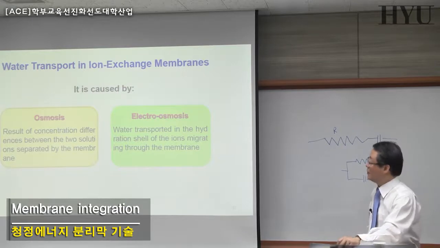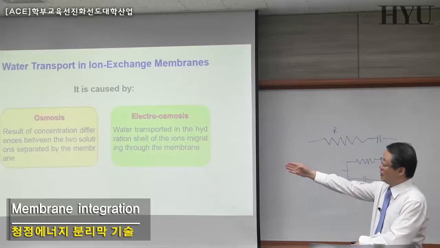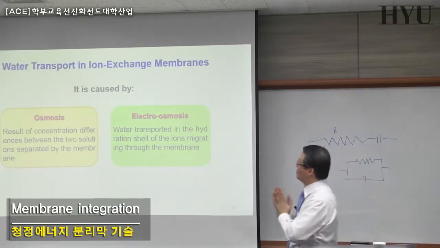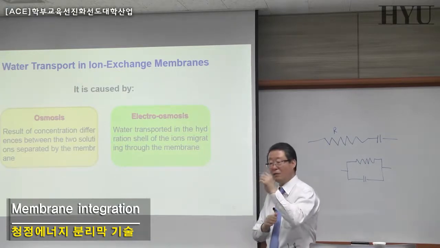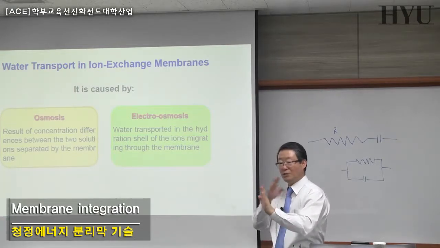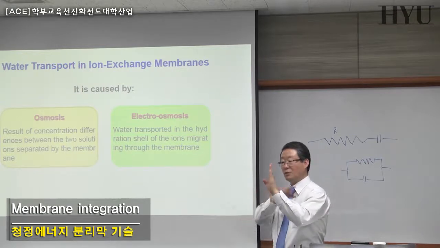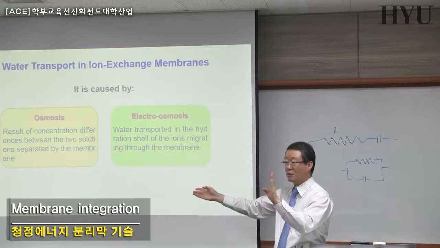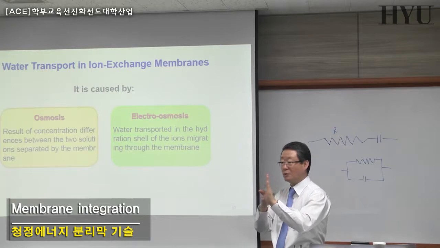The difference between osmosis and electroosmosis is that we have an ion exchange membrane in the case of electroosmosis, whereas in the case of osmosis, we may have a different membrane without any charges. The concentration difference or activity difference between the two solutions across the membrane, or in the two chambers, will give you osmosis because you have an osmotic pressure difference between the two solutions.